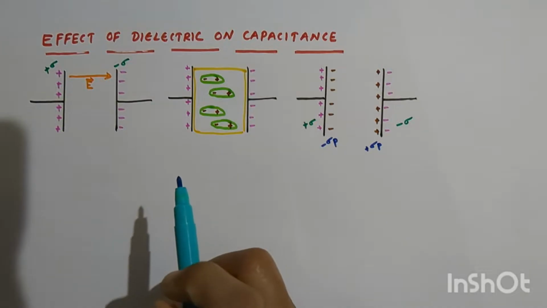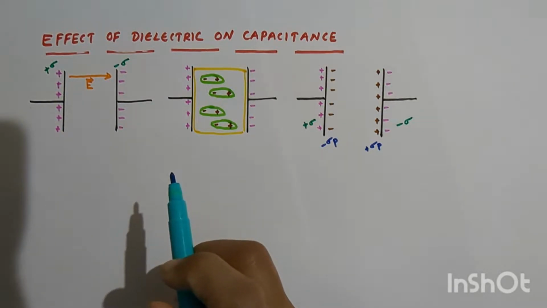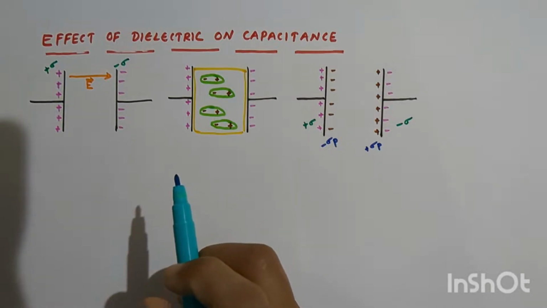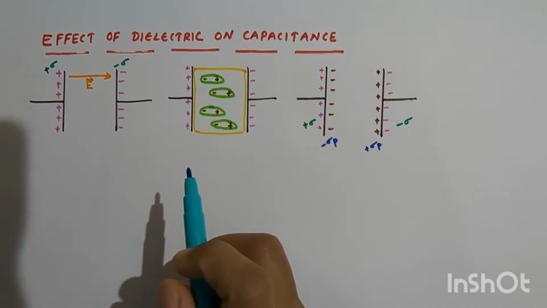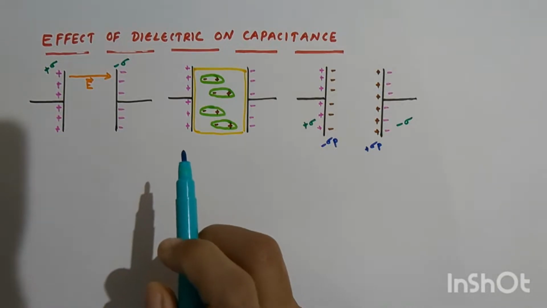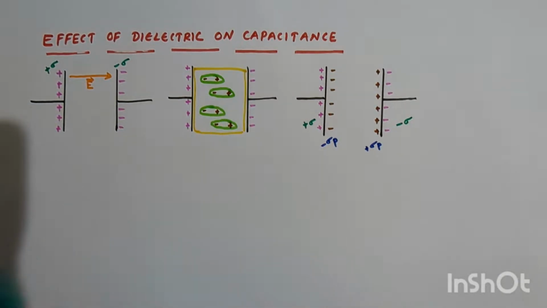We have already discussed the parallel plate capacitor and we derived the expression for the capacitance of a parallel plate capacitor in our previous video. If you want, you can watch that. I will provide the link in the description box. So let us move on to our topic, effect of dielectric on capacitance.